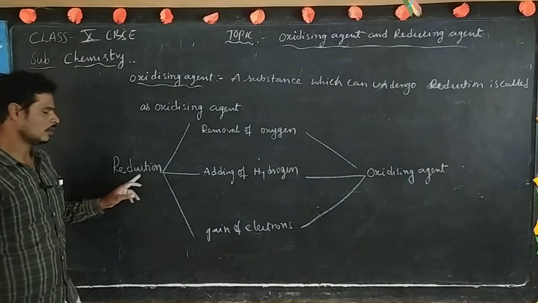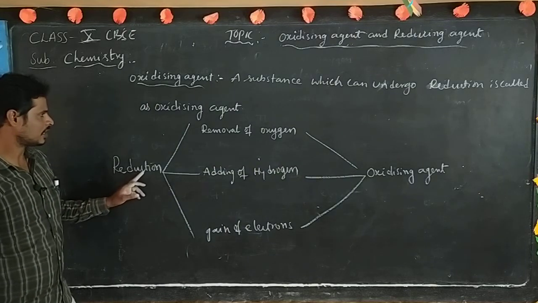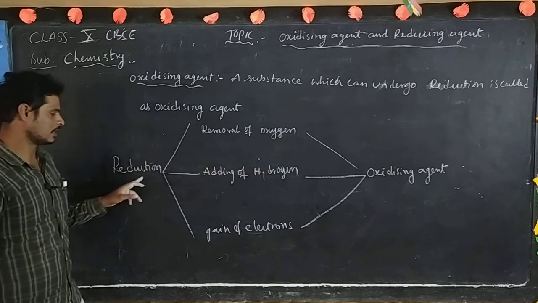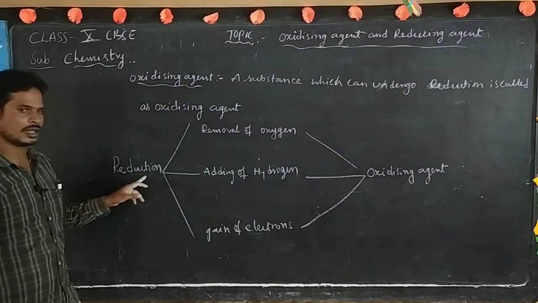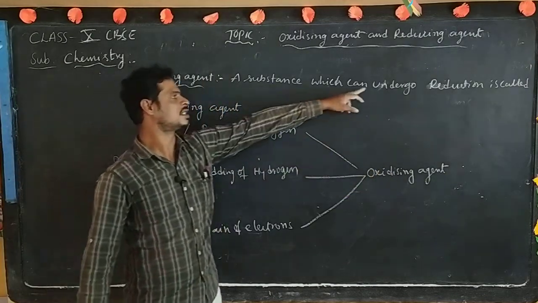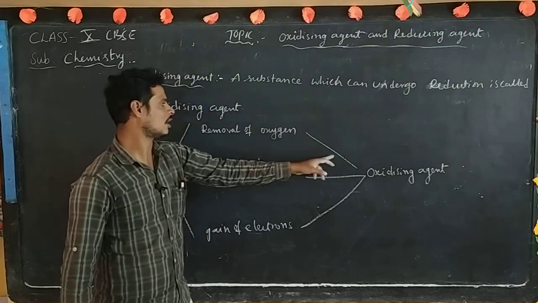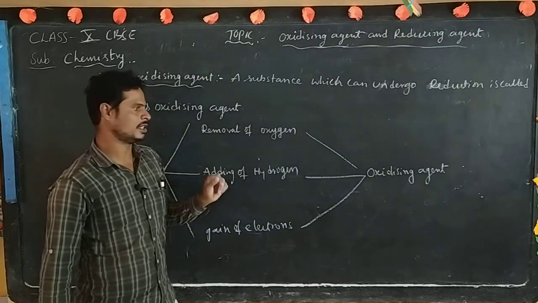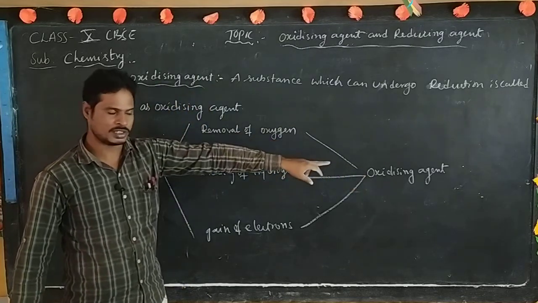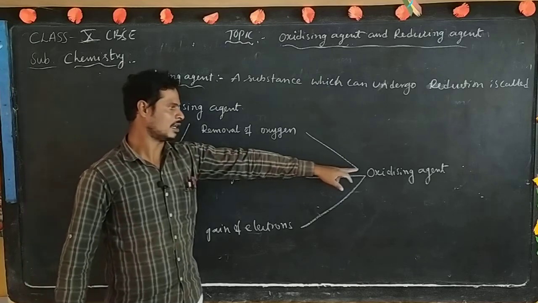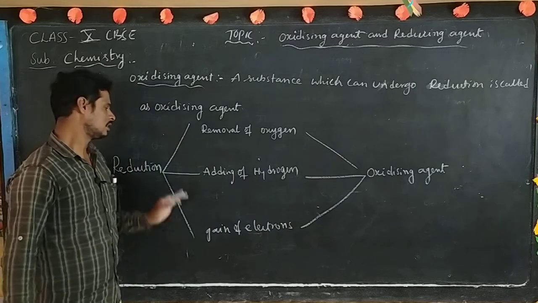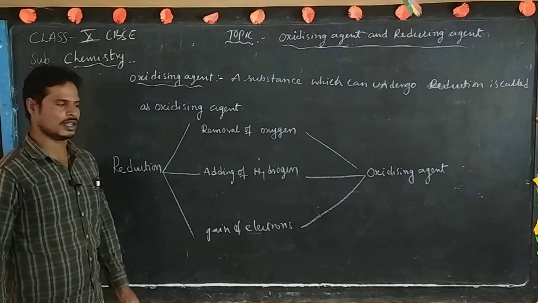Oxidizing agent is equal to reduction. So what is reduction? Removal of oxygen is reduction, adding of hydrogen is reduction, gain of electrons is reduction. So what is the meaning of oxidizing agent? A substance which can undergo reduction is called an oxidizing agent. Meaning removal of oxygen, adding of hydrogen, gain of electrons: these are oxidizing agent. So reduction equals oxidizing agent.